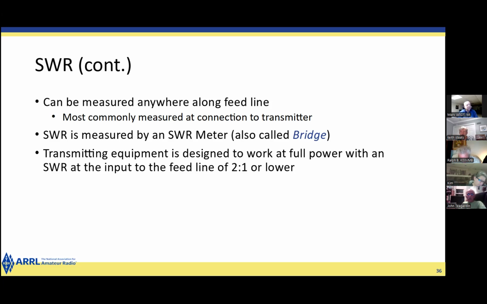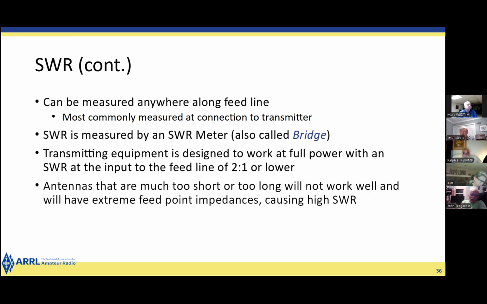Transmitting equipment is designed to work at full power with an SWR at the input to the feed line of 2-to-1 or lower. Antennas that are much too short or too long will not work well and will have extreme feed point impedances causing high SWR.